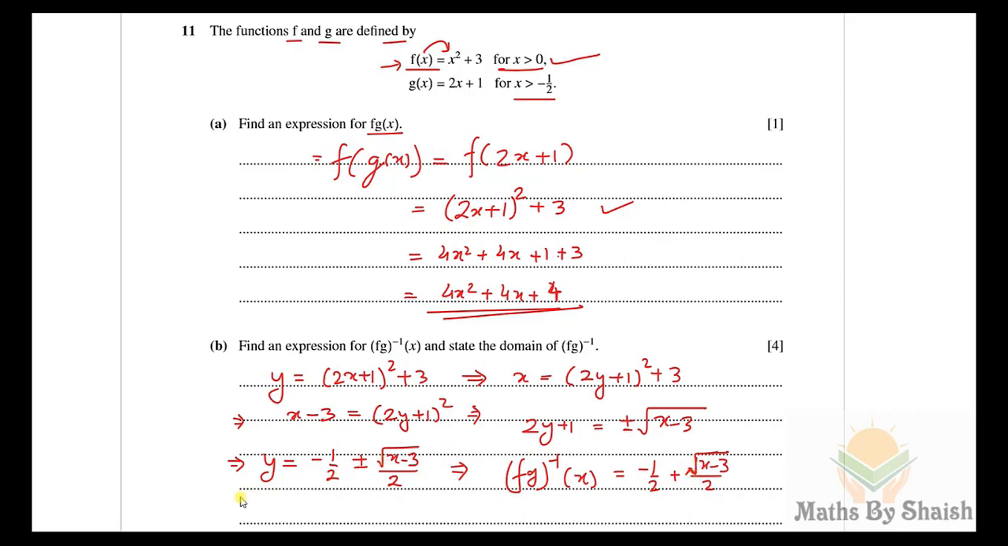And the domain, we can see that the root should not be negative, and hence x minus 3 should be greater than 0, or we can say x should be greater than 3. That is the domain. I hope it is clear. Let's do the next question.